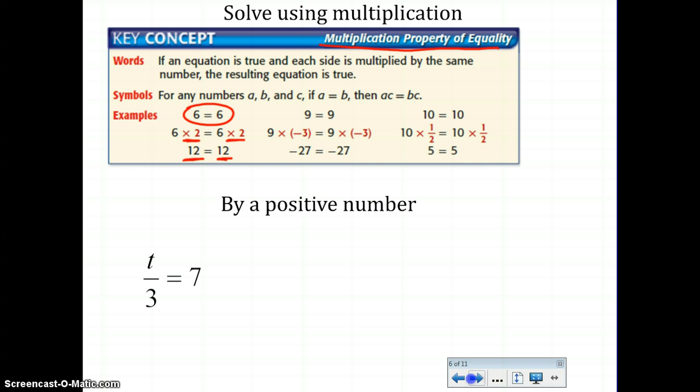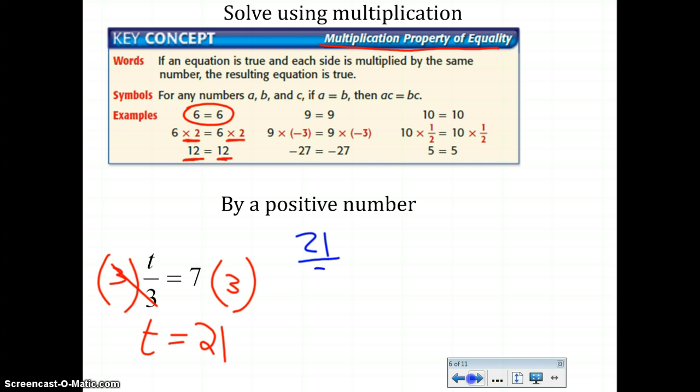And we know that. So if we're solving using multiplication, here we have t divided by 3 equals 7. In this case, it is a positive number. If I multiply by 3, on the left side, the 3's cancel out, leaving t. On the right side, we get 7 times 3 is 21. And again, like our problems the other day, if we needed to, we could substitute and solve to verify that, yes, our answer is correct.